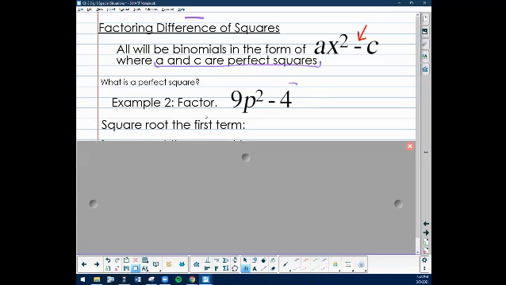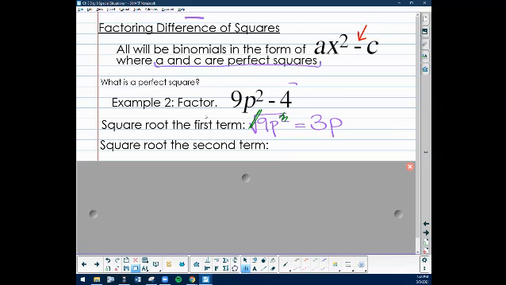So the first step is to square root the first term. So square root of 9p squared. The square root of 9 is 3. And then remember, the square root and the square will cancel each other out, leaving me with just p. So the square root of the first term is 3p.